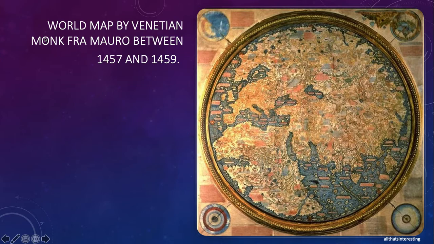And you can see that it had some accurate things, like the shape of the Mediterranean is pretty accurate. But the further away you get from Europe, Africa is going to be a little wonky, and East Asia is going to be not quite so accurate.